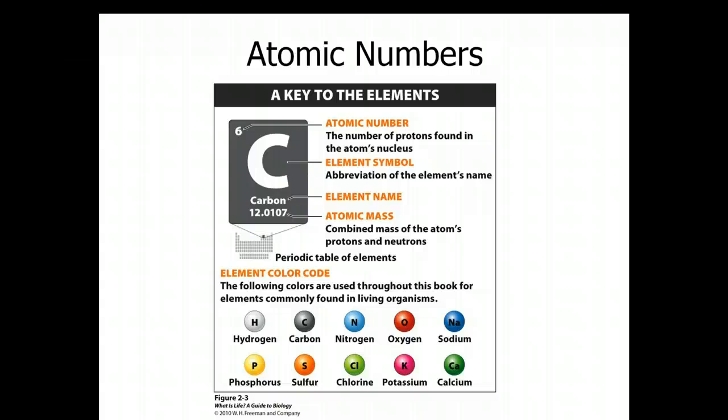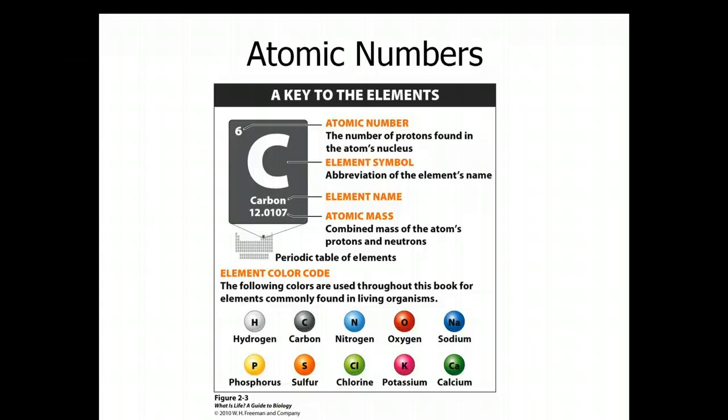We have the atomic number, which is the number of protons found in the atom's nucleus. The element symbol, which is the abbreviation of the element's name. Now, some of those might appear a little bit weird, like gold is Au, and that was aurum. A lot of those are based on some of the Greek or Latin terminology, and that's why some of the names have been changed to protect the innocent.